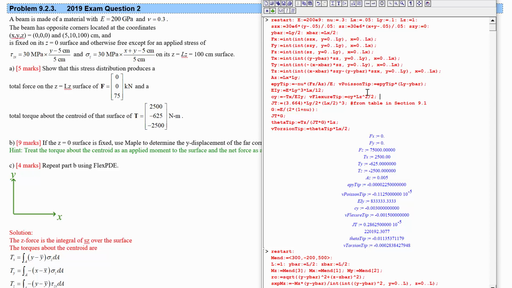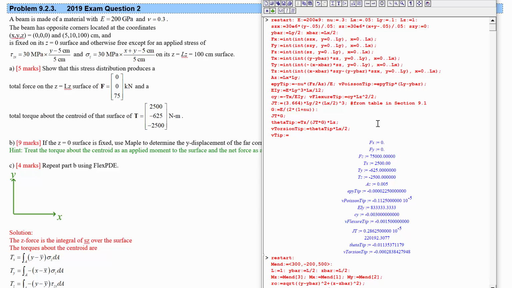And because the length is so much more than the width, torsion is certainly more important than the axial displacement is. So this is much larger than the Poisson displacement, but it's still not quite as much as the bending was. Total displacement then is going to be V tip is V torsion tip plus V, what do we call the other one? V flexure tip plus V Poisson tip.